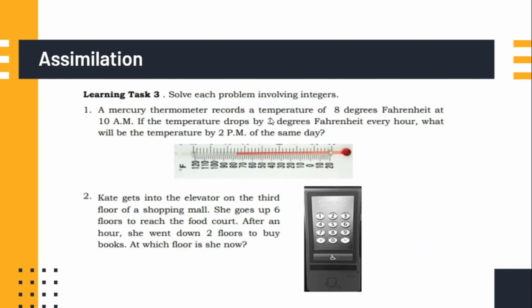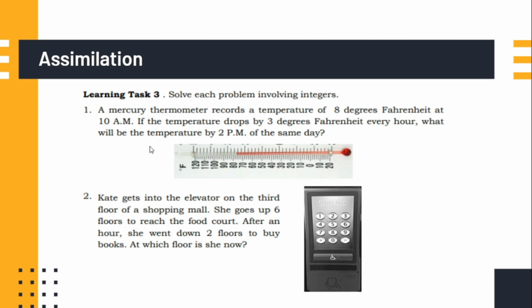Next naman, we have the assimilation or the last part, which is learning task number 3. And let's solve each problem involving the integers. So, a mercury thermometer records a temperature of 8 degrees Fahrenheit at 10 a.m. So, alas 10 daw ng umaga. Okay? Ang kanya daw temperature is 8 degrees Fahrenheit. Ngayon daw, if the temperature drops by 3 degrees Fahrenheit every hour, ibig sabihin bumababa siya ng 3 degrees Fahrenheit kada oras, what will be the temperature by 2 p.m.?